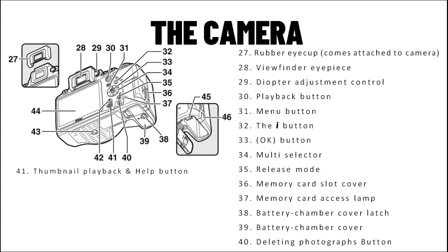Now this is a thumbnail playback and help button, this very one. Okay, and then we have the playback and zoom button, and this is the button. You use it to playback or to zoom. And then we have the tripod socket. Now you use this to mount your camera on a tripod.